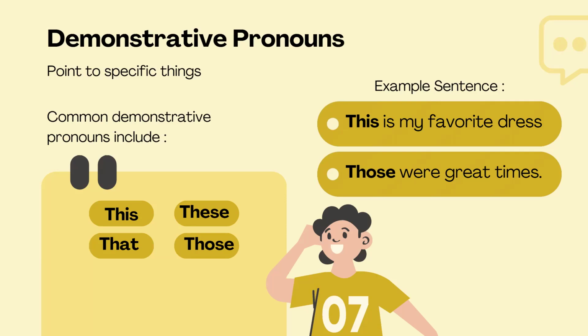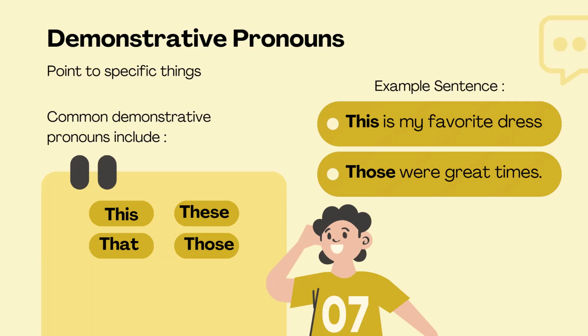Next sentence, these are my shoes. Again, the shoes are in plural form and near to you, so I'm using the word these. That is my friend over there. It is in singular form, but the person is far away from you, so you are using the word that. Those are the mountains we climbed. The mountains are plural and very far away from you, so I'm using those.